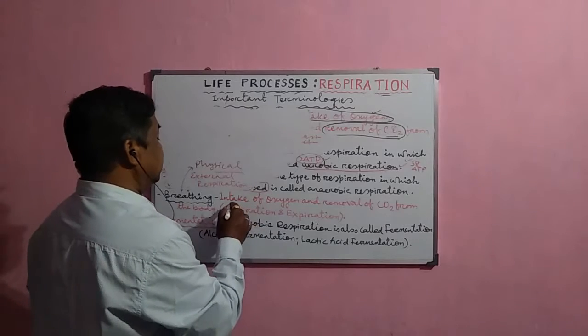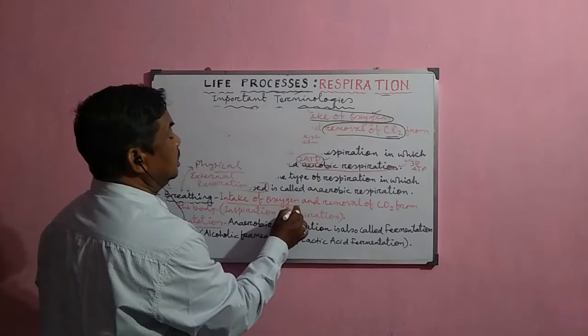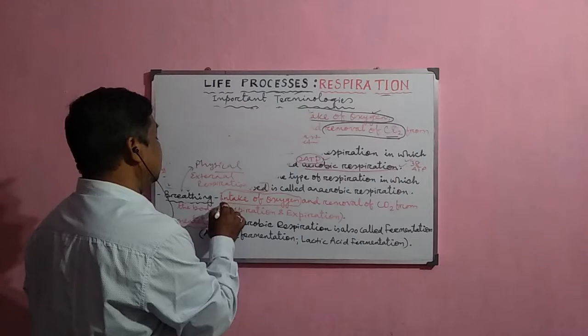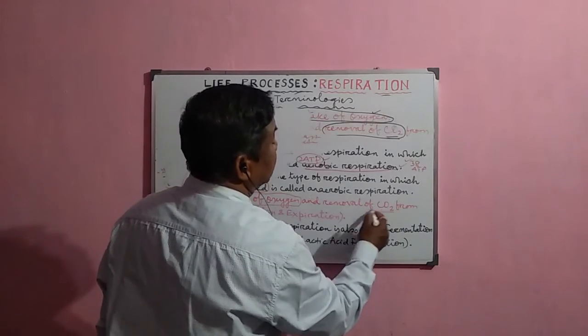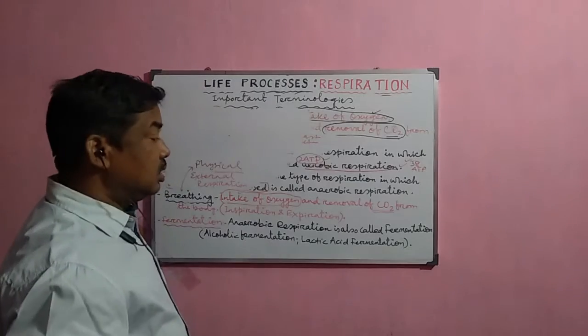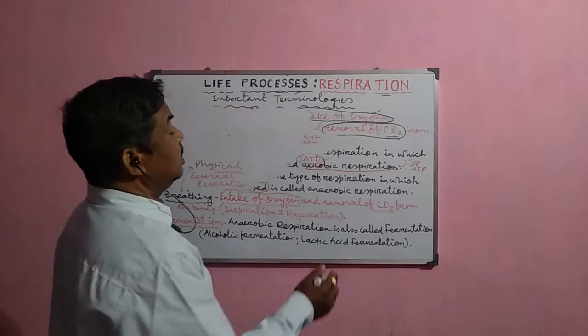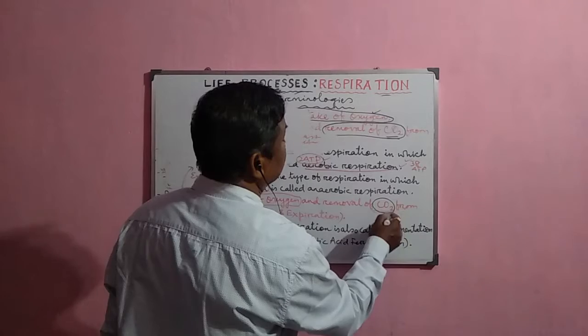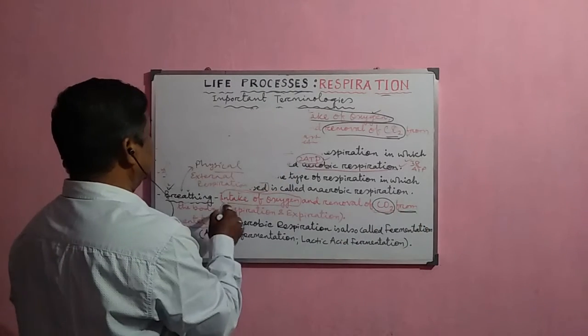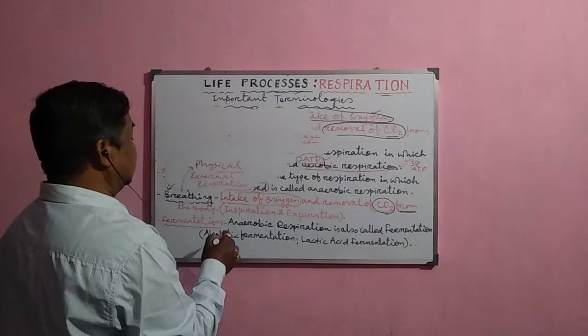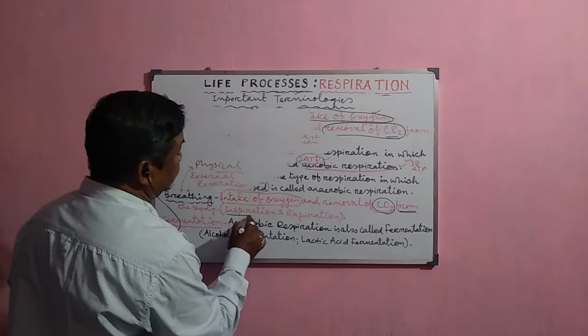That is the intake of oxygen. The oxygen is taken into the body, and the waste product which is produced, that is the carbon dioxide, is removed from the body. So this process is called breathing. And this breathing is commonly called external respiration, and it includes two phases.